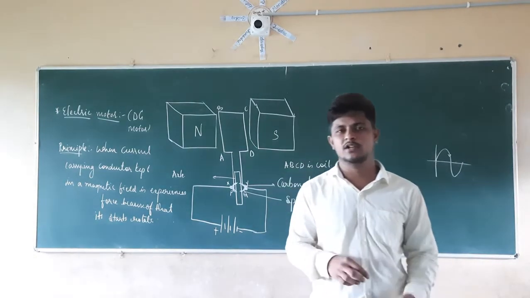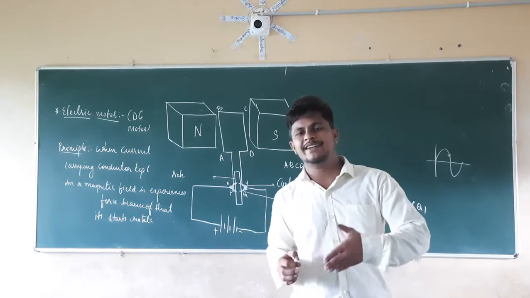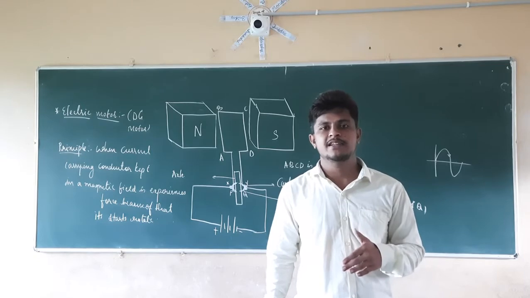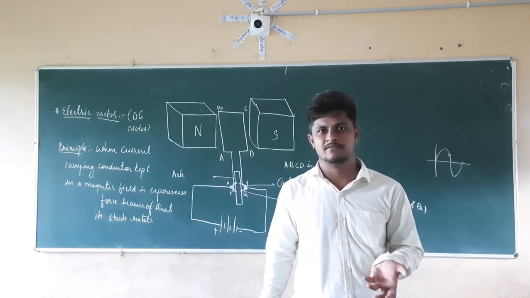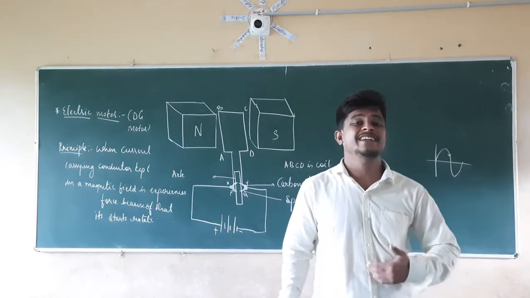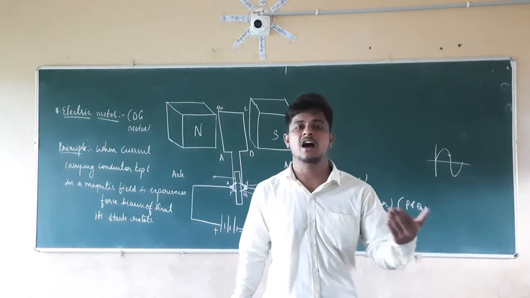So what is the DC motor here? The DC motor is going to utilize direct current. Direct current means it is not going to change its direction. Whereas AC current is going to change its direction for every half rotation.